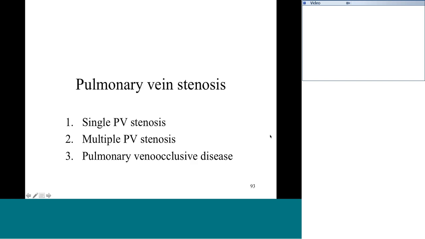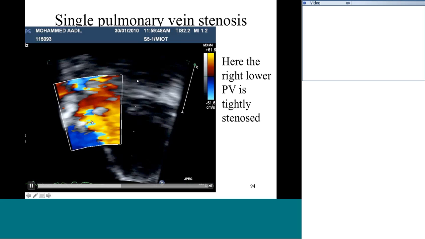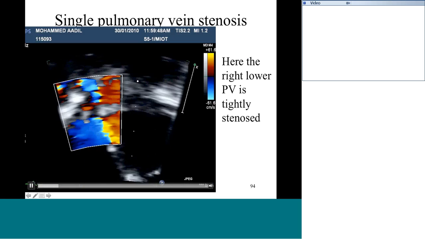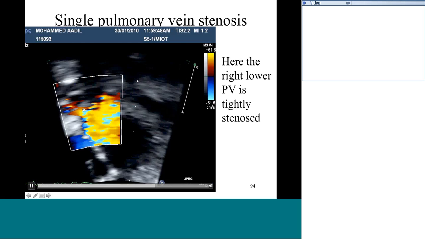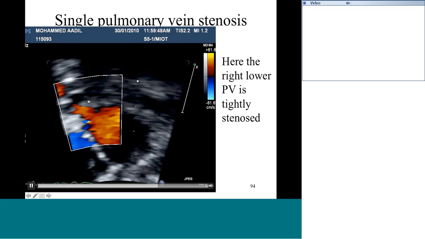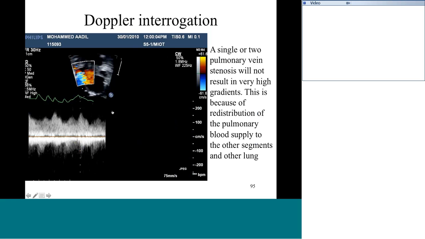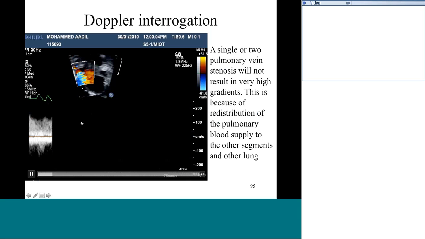Pulmonary vein stenosis is the last part. It can be single pulmonary vein stenosis or multiple pulmonary vein stenosis or complete pulmonary veno-occlusive disease. Now, this is an echocardiogram of isolated right pulmonary venous obstruction. The right lower pulmonary vein is severely obstructed. You can see the proximal dilated pulmonary vein, the ostium is tightly obstructed. The Doppler interrogation shows that there is some gradient.